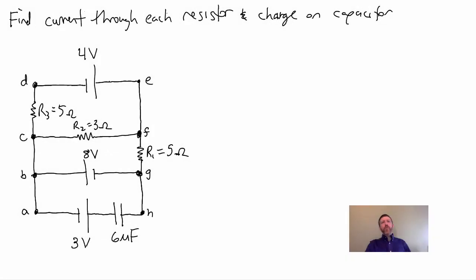So here's an example where we must use Kirchhoff's rules, or Kirchhoff's laws as they are called, to find the current through each resistor and the charge on the capacitor in this situation. Whenever you have power supplies that are not just in series, when they're in series it's easy, just add the potentials across each one. But in this case, they're not just in series.